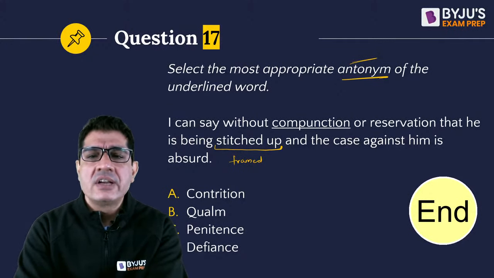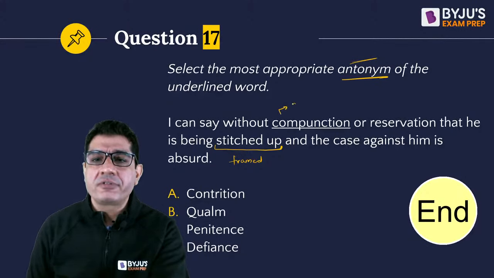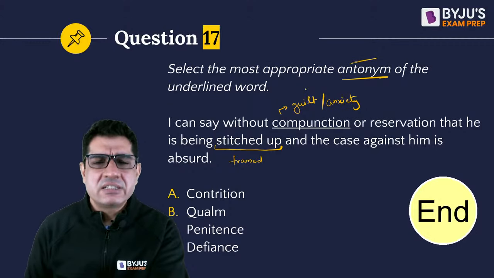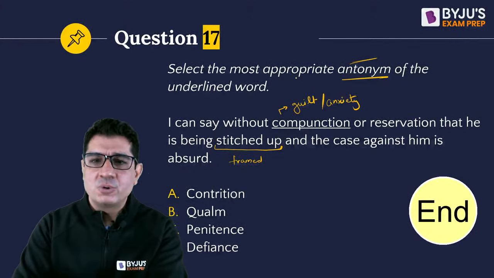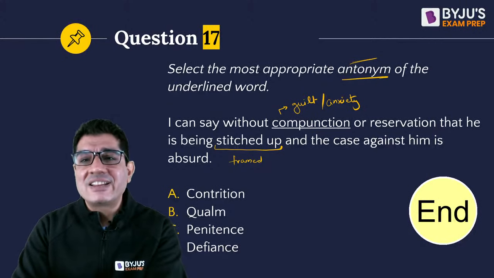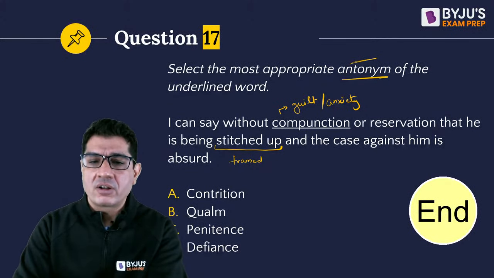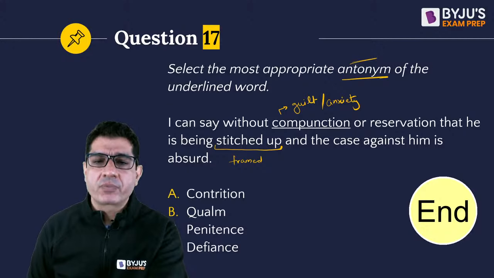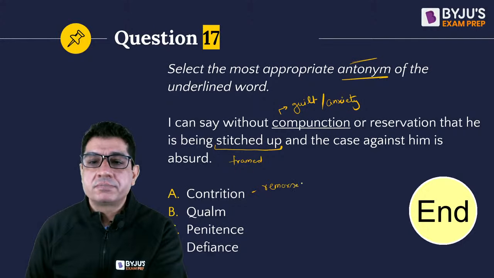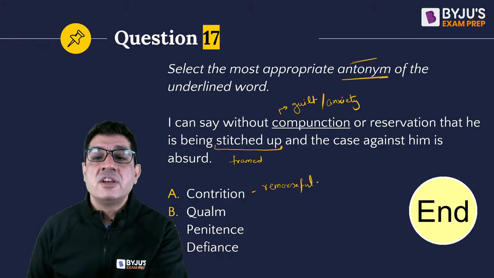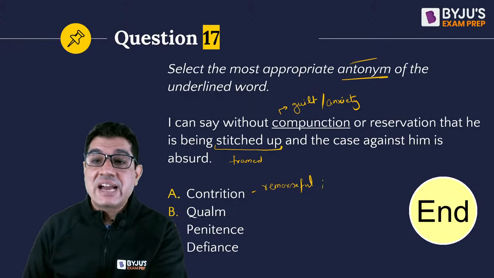Now coming to compunction. Compunction is a feeling of guilt or a feeling of anxiety about something that you have done or you are going to do. So if you have no compunctions, it means that you don't feel that guilt or anxiety about doing something wrong or doing something basically. So we are looking for an antonym. What is contrition? Contrition basically means the state of being remorseful. Okay, where you feel guilty. So that will become a synonym of compunction. So that's not our answer.